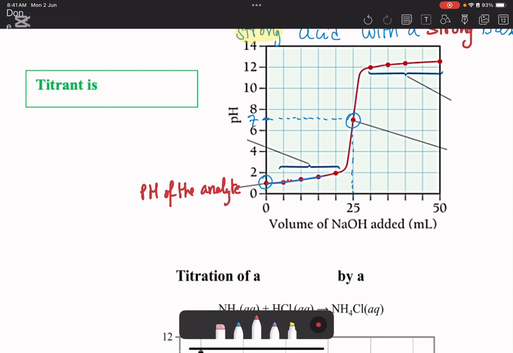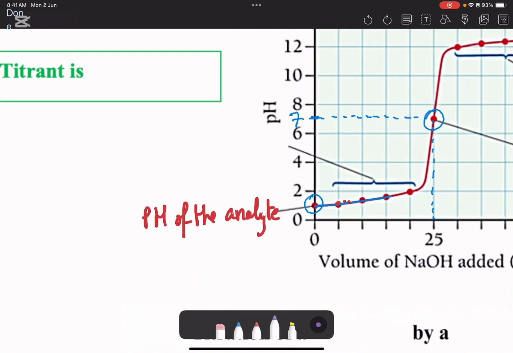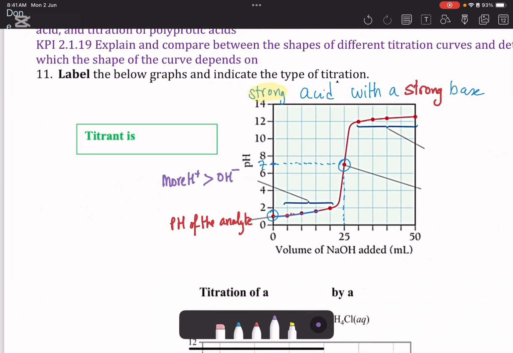Now, here this is the increase of the pH during the titration. We just yet did not reach the equivalence point. And at this point, more H plus than OH minus are available. Okay? Because we're still here. This is the titration. So here's the conical flask.